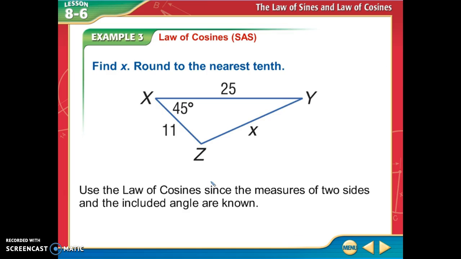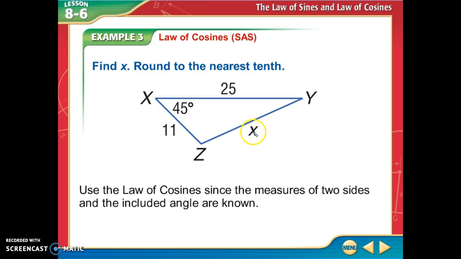Okay, so we want to find x and round to the nearest 10. X is this side opposite the 45. I'm given 11 and I'm given 25 as other side. So here I can't use law of sines because I'm not given another angle. I don't know what these two angles are. Alright, so I'm going to use law of cosines.